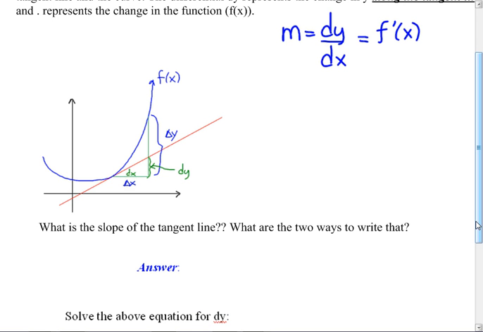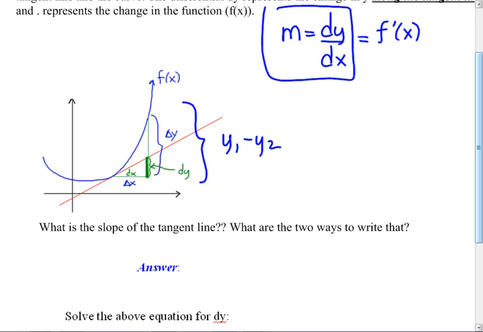Well, if I'm thinking of this as a slope, it's a ratio of rise over run. This little segment on the tangent line is dy. It is not the actual change in the y. It's the change in the y on the tangent line. This is the change in the y, not of the function, but of the tangent line. This is the actual change in the y values. This is y1 minus y2 of the actual function. So I can use differentials to help me estimate.